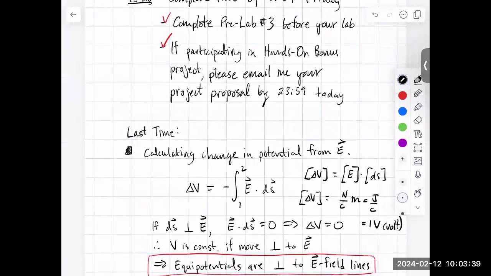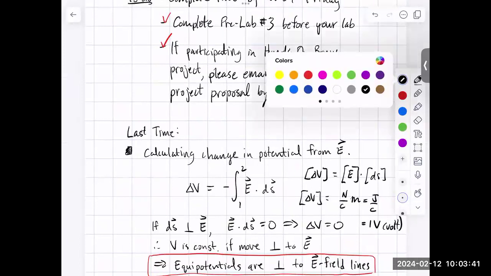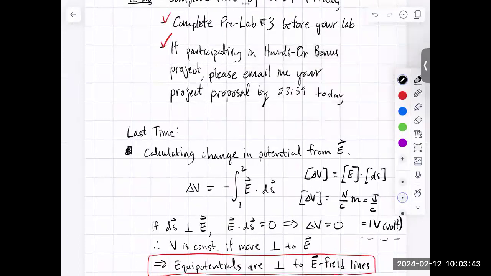Okay, and so let's see. Let's put this inside this little dash box. Okay.